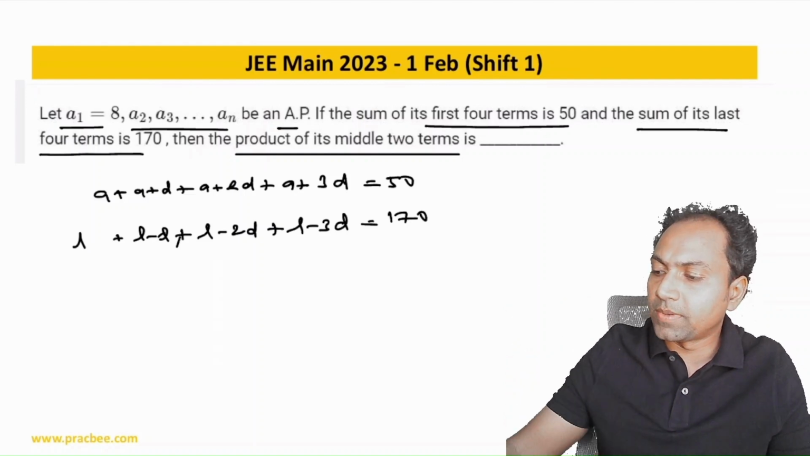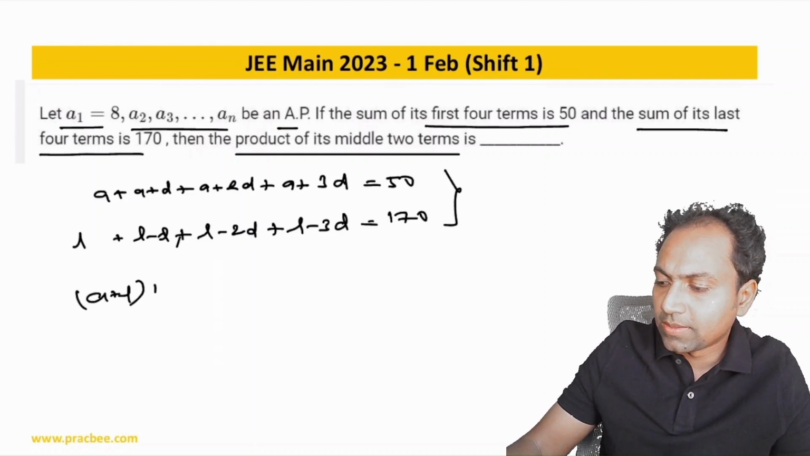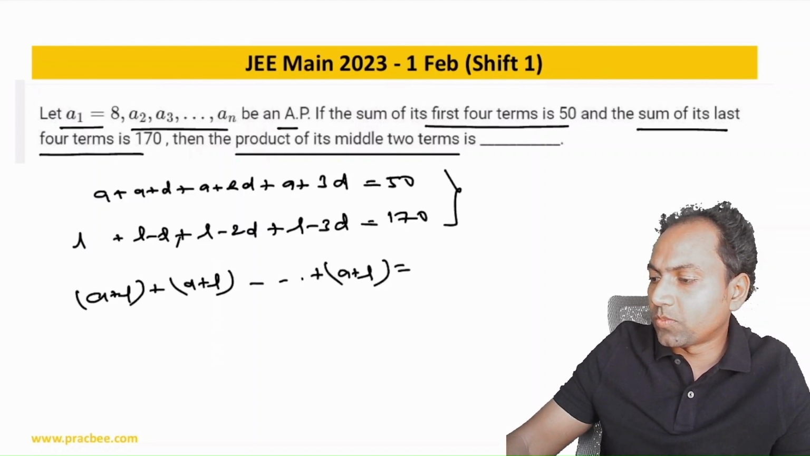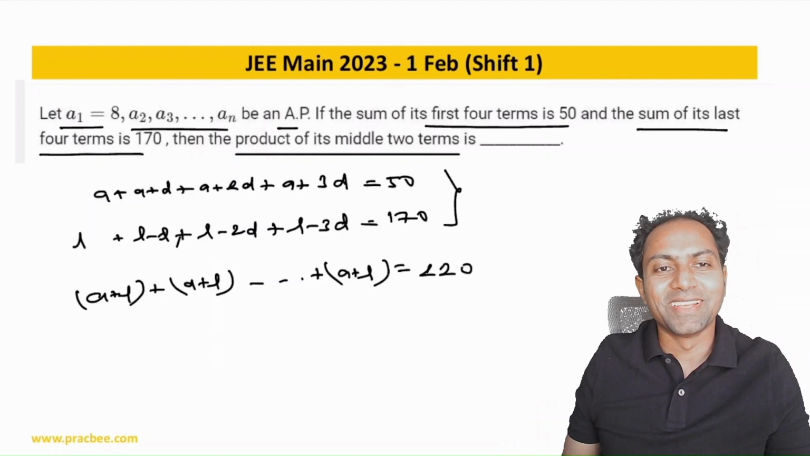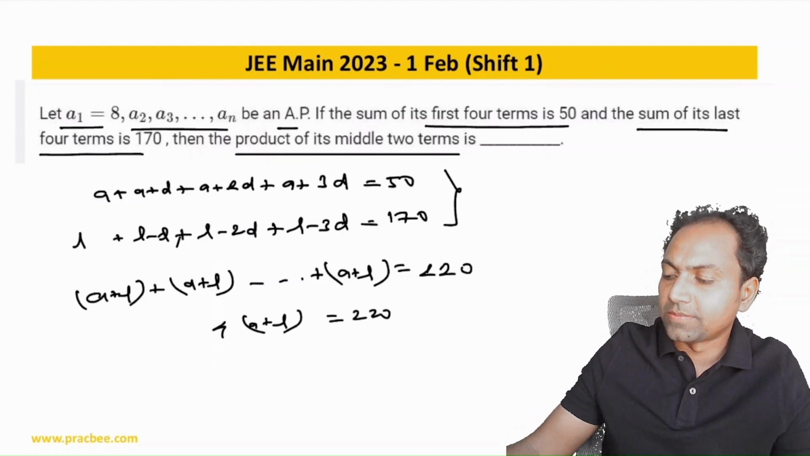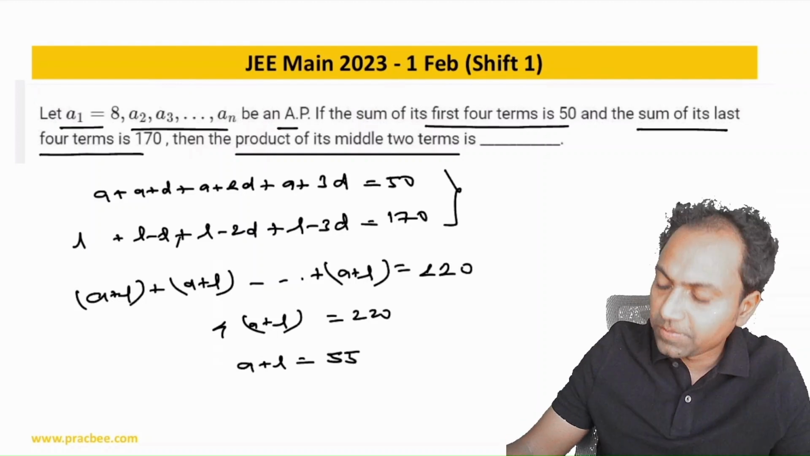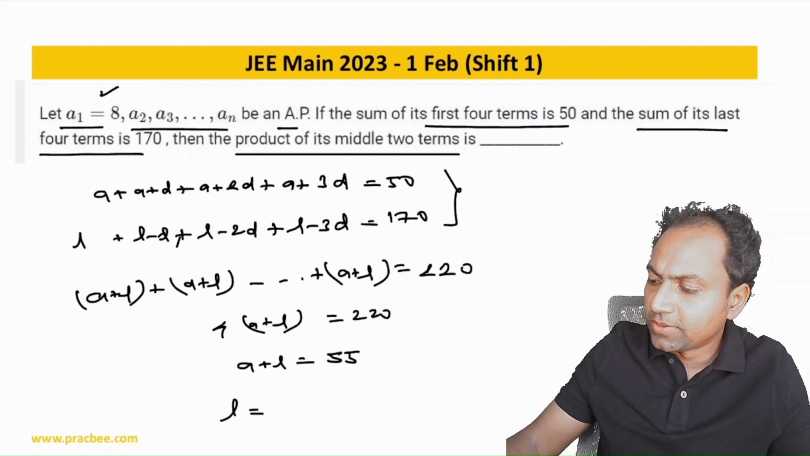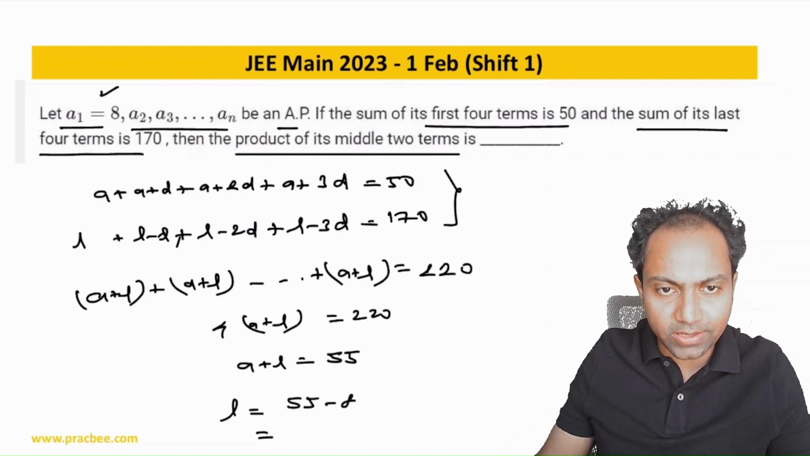Now, if you add these two equations, the d terms will get cancelled out. We will get a plus l, then from the second term also a plus l. Like this, we will get a plus l 4 times, and this will be equal to 50 plus 170, which is 220. So this is 4 times (a plus l), which equals 220. I can divide by 4, so it becomes 55. From here we can get the value of l, because a is already given as 8. So 55 minus 8 will be equal to l, and it comes out to be 47.